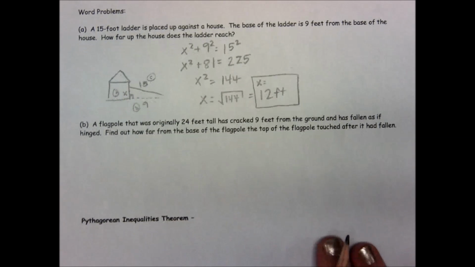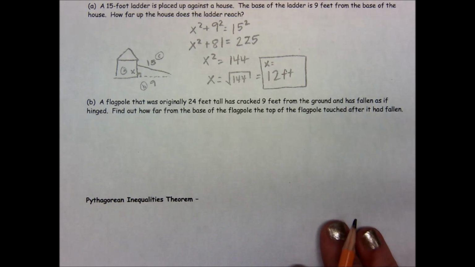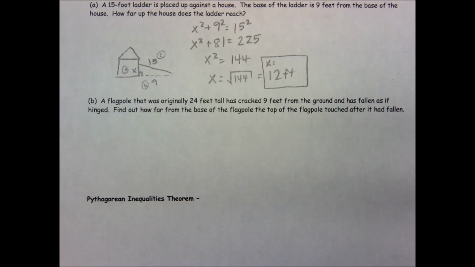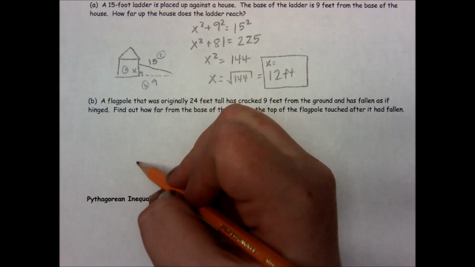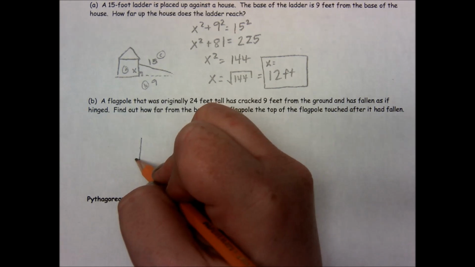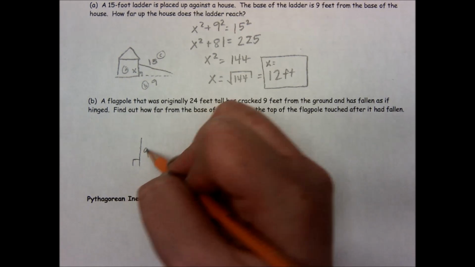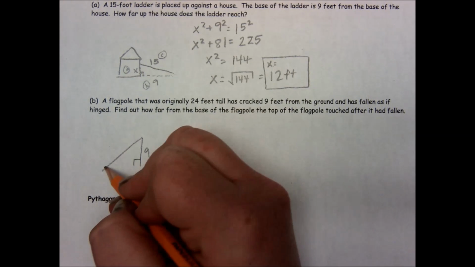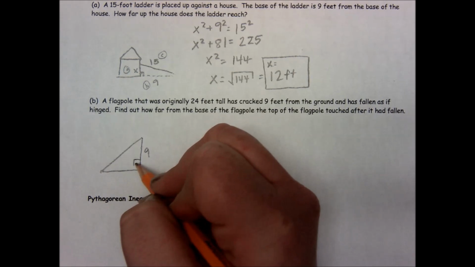Number B, a flagpole that was originally 24 feet tall was cracked 9 feet from the ground and has fallen as if hinged. Find out how far from the base of the flagpole the top of the flagpole touched after it had fallen. So I had this flagpole that was 24 feet, but it cracked at 9 feet. And it fell, and I want to know how far this is from the base.